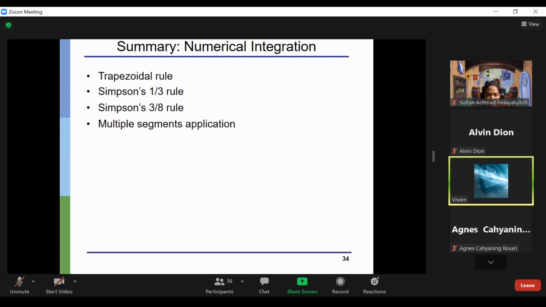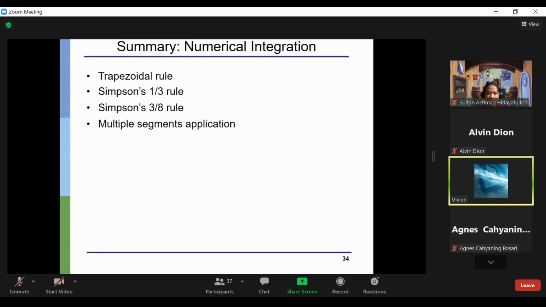And then we have Simpson's 1/3 rule, in which we approximate the real function with the quadratic equation, so that we can find the area under the quadratic equation. And with Simpson's 3/8 rule, we approximate the real function with the third order or cubic equation, so that we can find the area underneath. We can also apply multiple segments for each of the methods that has been discussed.